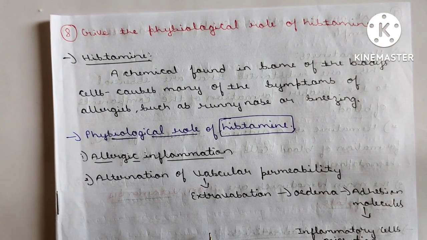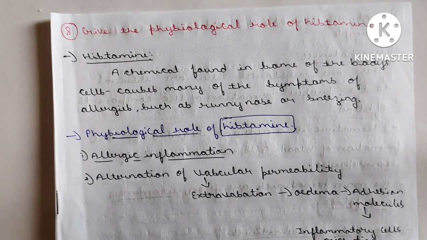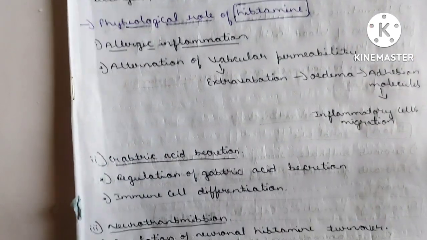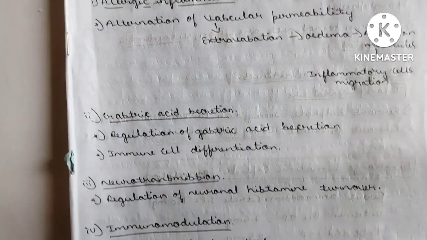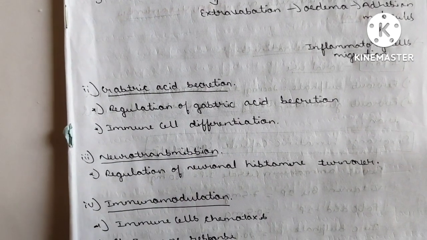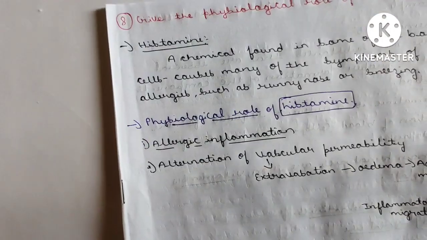These all are the physiological roles of histamine, how histamine actually works. For allergic inflammation, how it works; in gastric acid secretion, what the role is; neurotransmission, how it works; immunomodulation, how it works. These all are the roles of histamine.